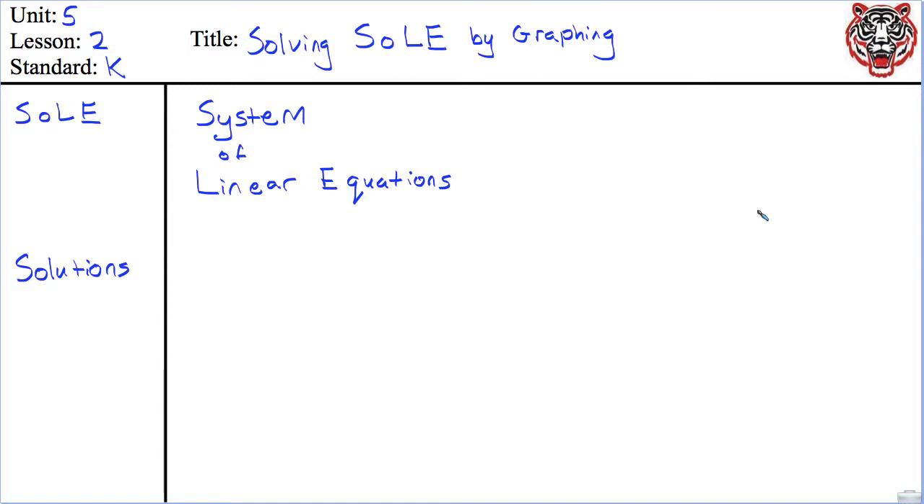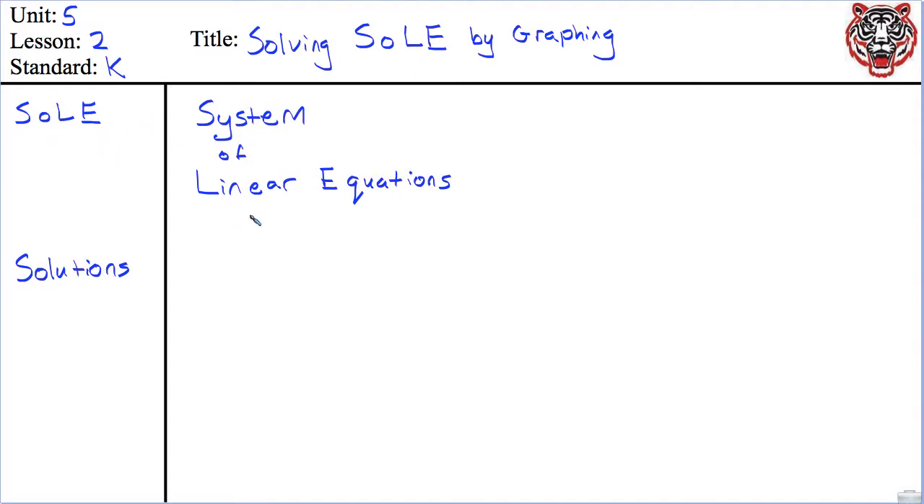All right, this is Algebra 1, Lesson 5-2. This is the first note-taking of this unit. We're talking about solving a system of linear equations by graphing. My abbreviation for system of linear equations is a capital S, lowercase o, capital L, capital E. So system of linear equations. And I wrote it out here.